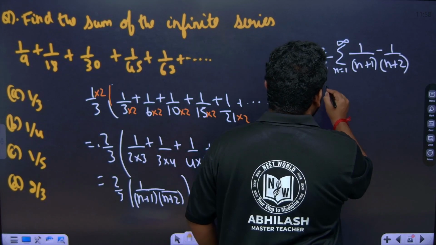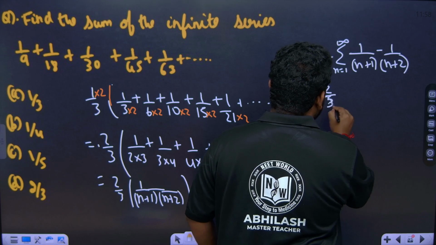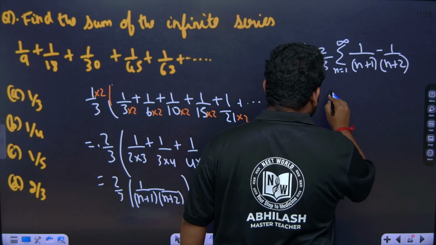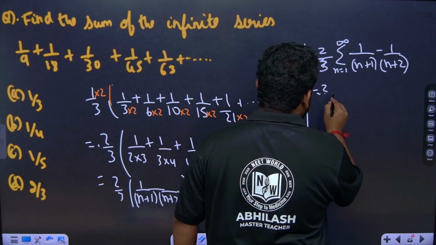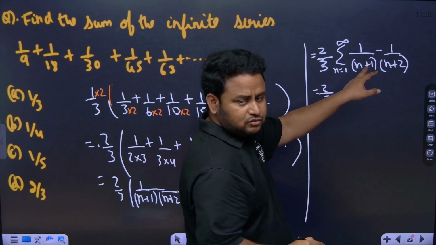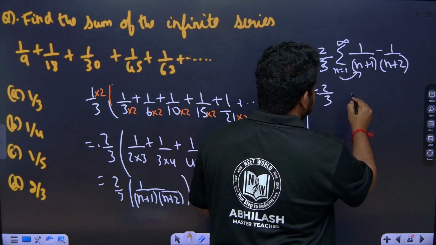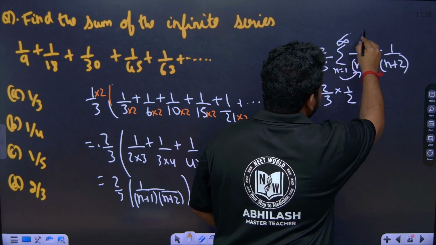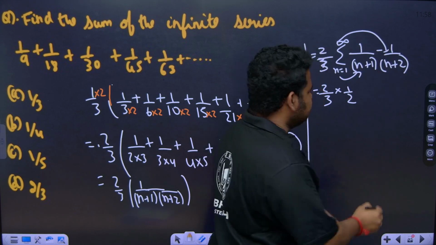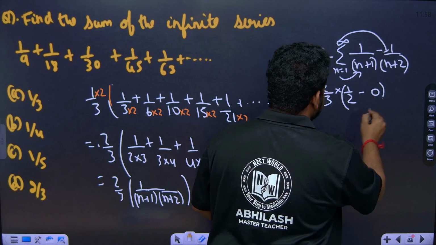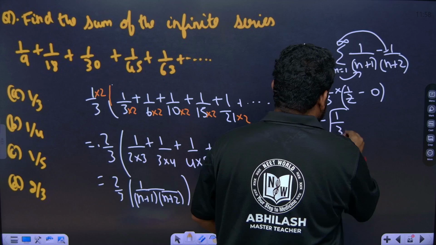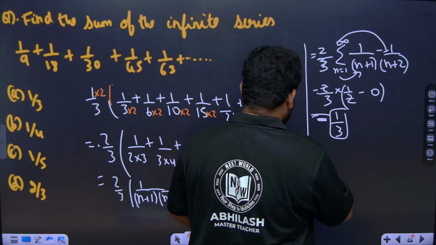So this will become 2 by 3 into the summation. For the smaller term, n is 1, so this will be 1 by 2, and infinity goes to the other term. 1 by infinity is 0, so this is minus 0. So I will get 1 by 2, the 2s cancel, and I will get 1 by 3 as the answer. Clear? These 2 and these 2 will cancel.